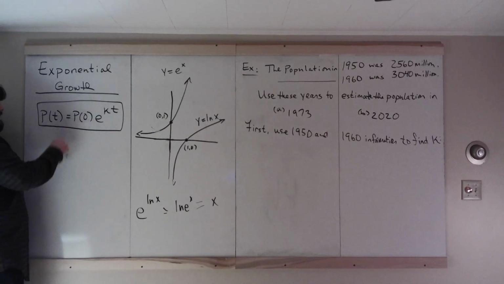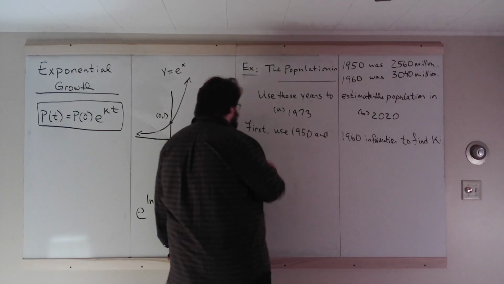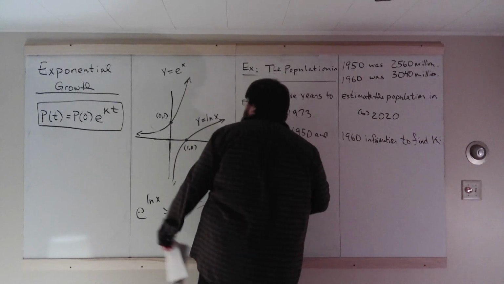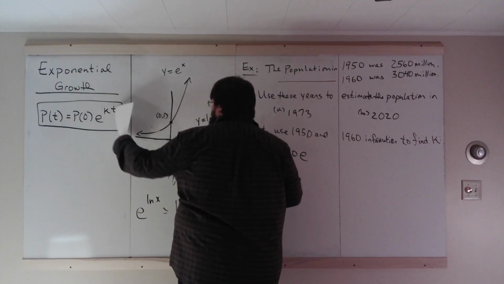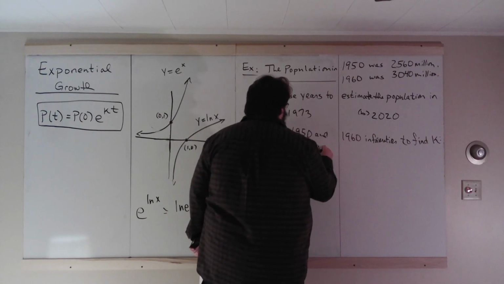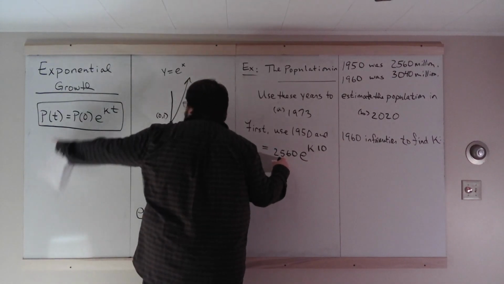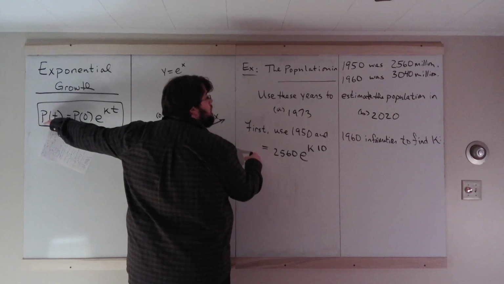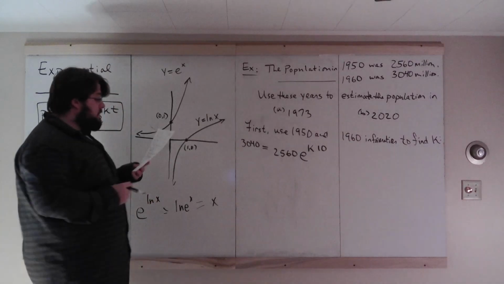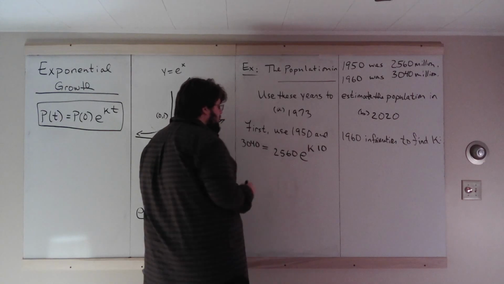So the population in 1950, everything's going to be in millions, so we can just leave it as the thousands, is 2560. So the population in 1950, 2560, e to the kt, well, t is going to be, in this case, 10, because 1960 is 10 years later. And in 10 years, this 2560 grows to 3040. And we're going to use this to solve for k. So let's do that.